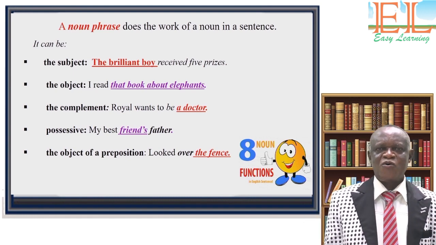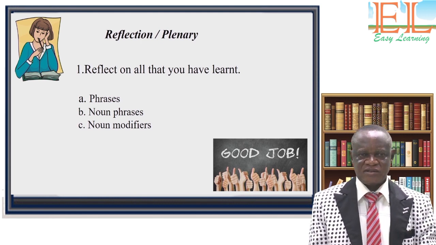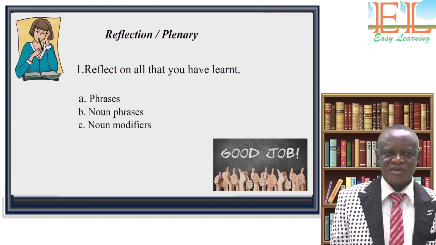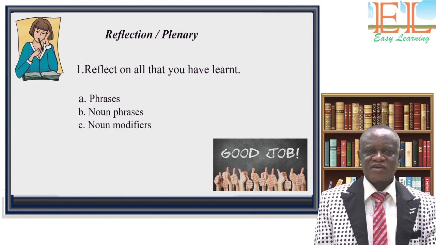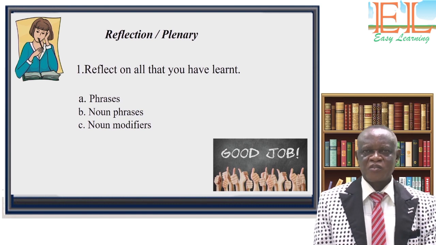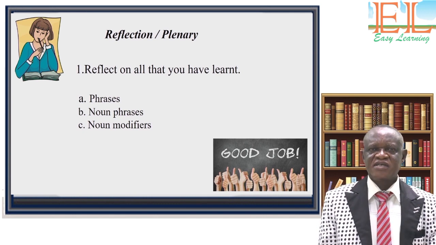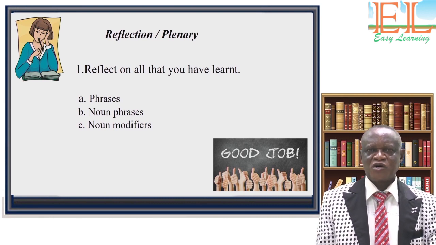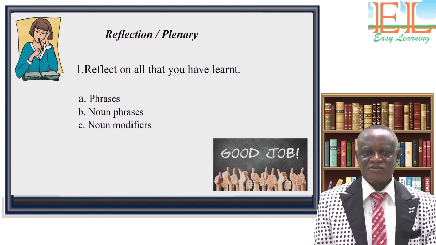Reflection. Now, I would like you to reflect on all that you have learned so far. A. Phrases. Think about what phrases are. We said that a phrase is a group of words which does not contain a subject and a verb. We talked about the noun phrase. We said the noun phrase is a group of words with a noun as its head. We also learned that the noun has modifiers such as determiners, adjectives, and possessives.